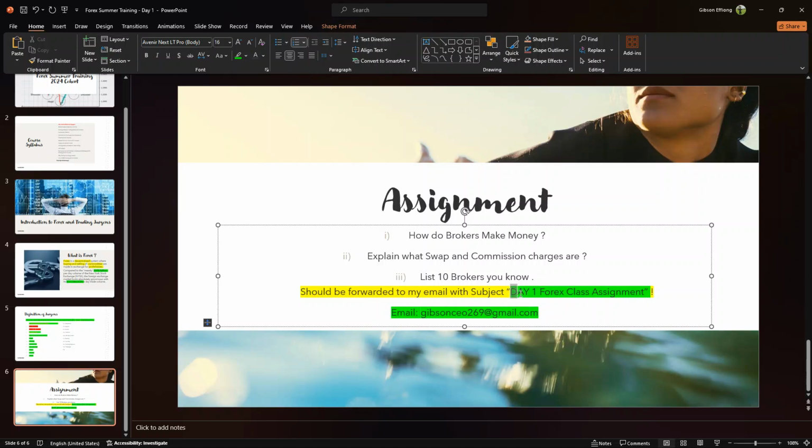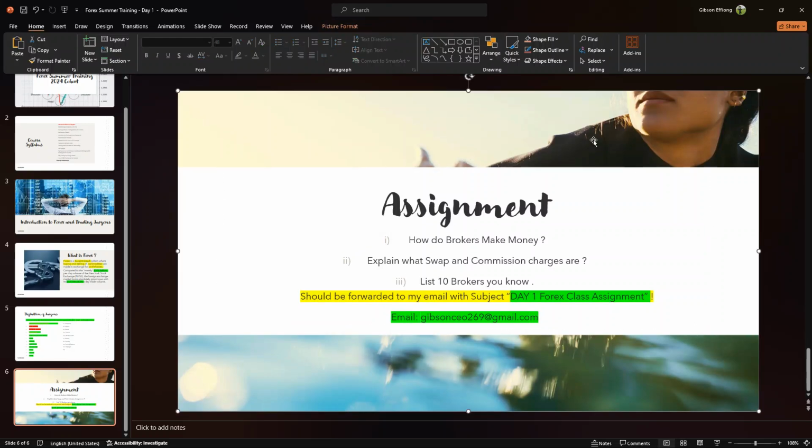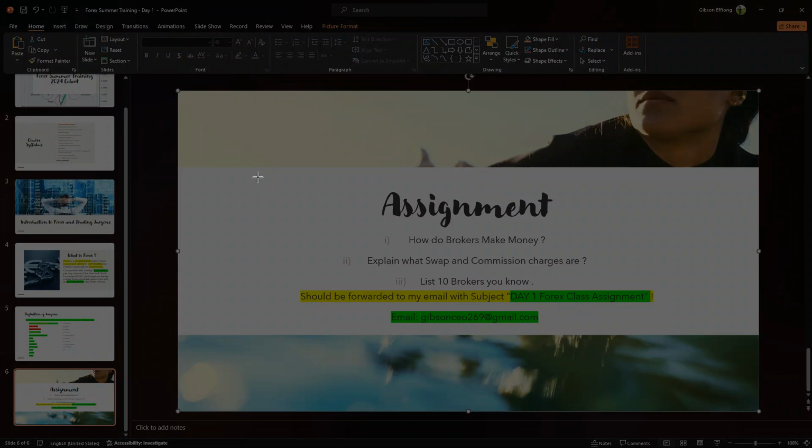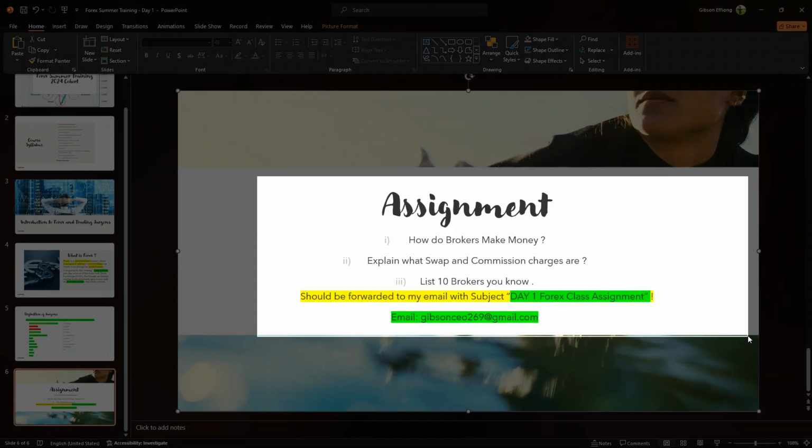Just create a subject on your email composer as "Day one Forex class assignment." Then you have the email here. Send it to this email. I'm going to forward this to us now. Let me share screenshots with each and every one of us.